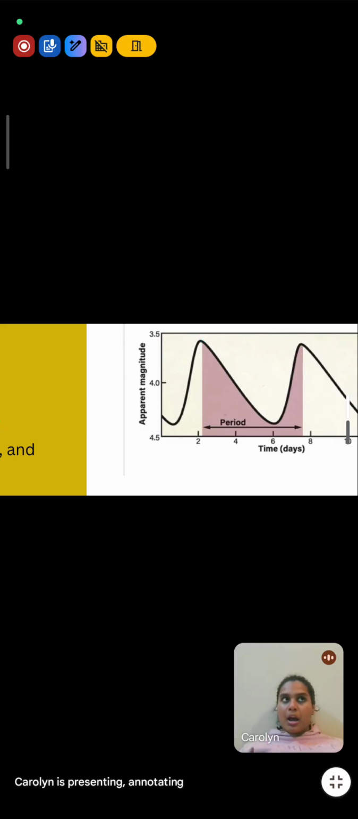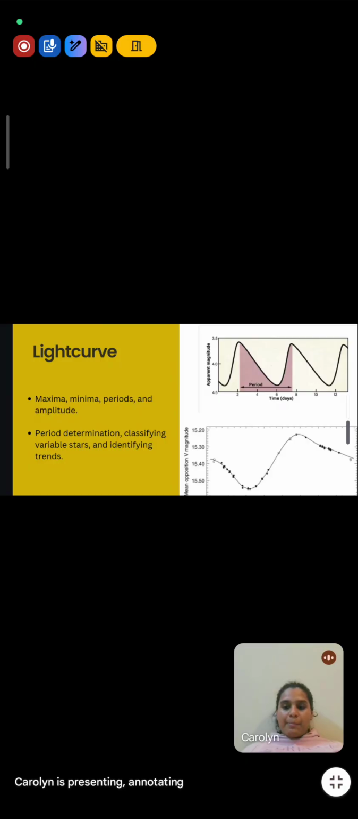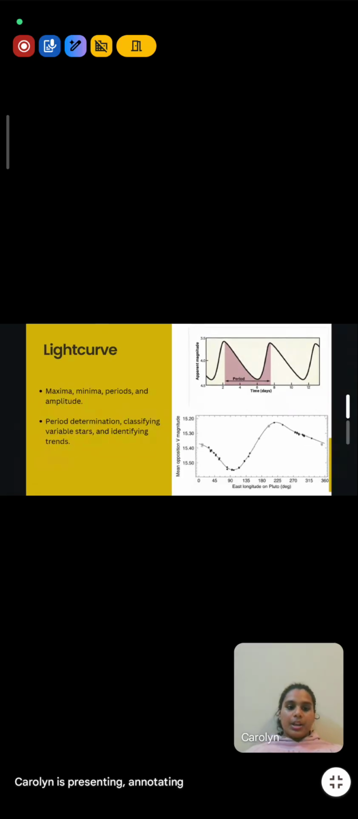So maxima and minima are more of a graphical language that we follow in graphs. But when you discuss in project terms, you say brightness peak, brightness troughs. And the period is nothing but the time it takes to complete one whole cycle. That could be two brightness peaks or two brightness troughs. And amplitude is simply the maximum that the brightness peak achieves, or simply the difference between the maxima and the minima, right?